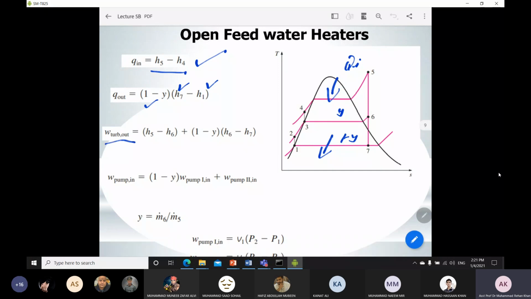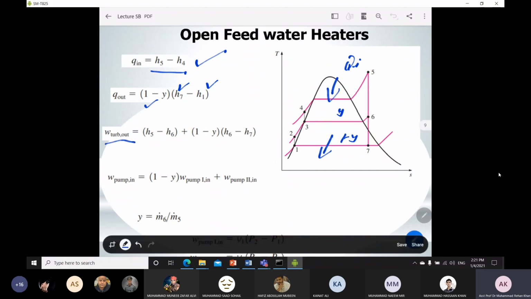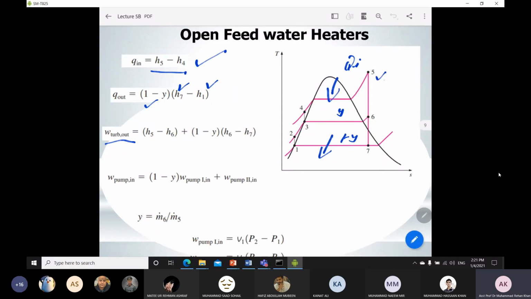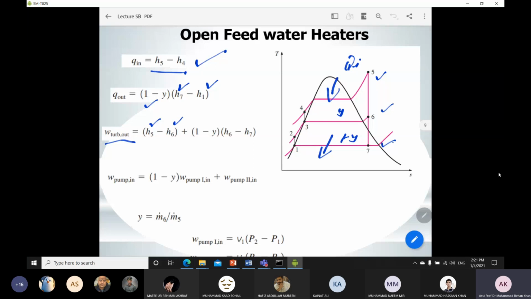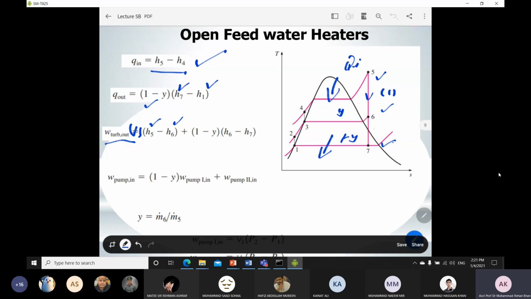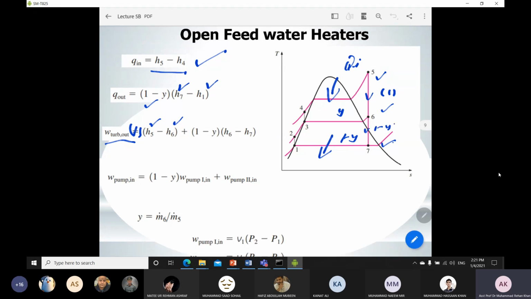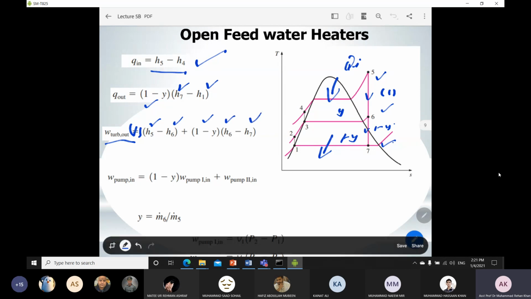Now turbine out. In the turbine out, you can see that there will be two works from the turbine. One is between 5 to 6 and one is between 6 to 7. So these are the two turbine works over there. H5 minus H6, because here the mass flow is 1, so we multiply 1 with it. And then 1 minus y, because in this part the fraction of the steam going is 1 minus y, so 1 minus y times H6 minus H7, which is your inlet and outlet.